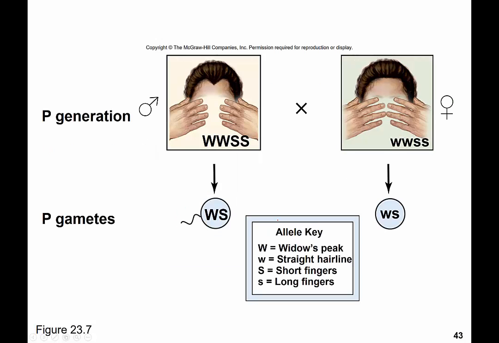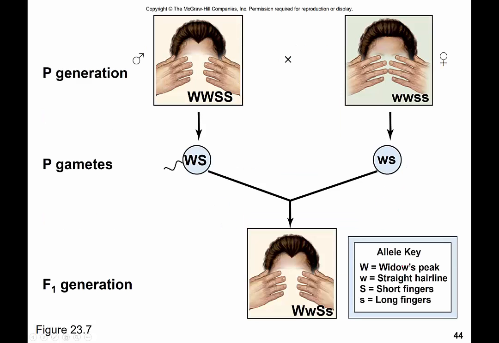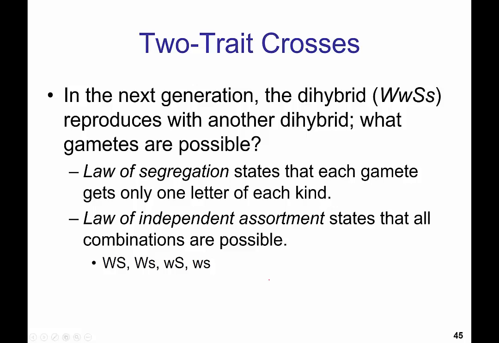So showing the parental gametes here, and how all offspring for the first filial generation would be dihybrids. And so this is the genotype here, phenotype being widow's peak and short fingers. So if we had a two-trait cross, crossing two dihybrids, what gametes are possible?